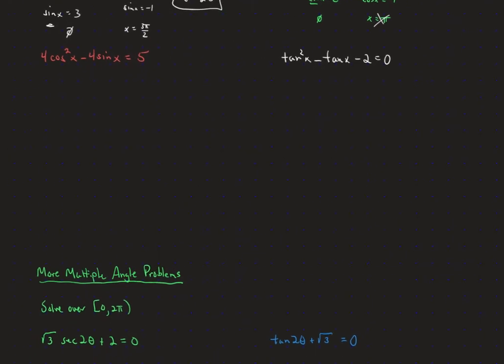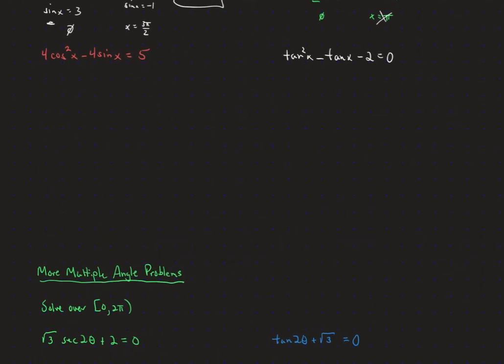All right, got another one for us here. Again, we're going to trade the cosine squared in for 1 minus sine squared x. Everything else is going to stay the same. It's going to be 4 minus 4 sine squared x minus 4 sine x is 5. I'm going to move everything to the right side, so that'll be a 4 sine squared x. That'll be a plus 4 sine x. Subtracting the 4 from the 5 will make that 1.